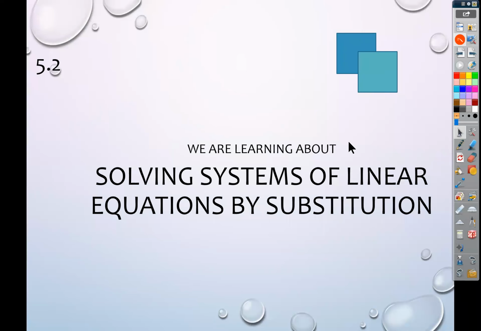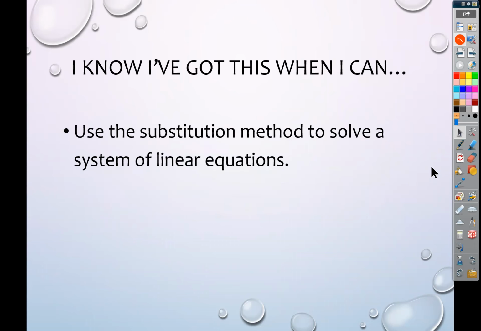All right, today we're learning about solving systems of linear equations by using substitution. I know I've got this when I can use the substitution method to solve a system of linear equations.